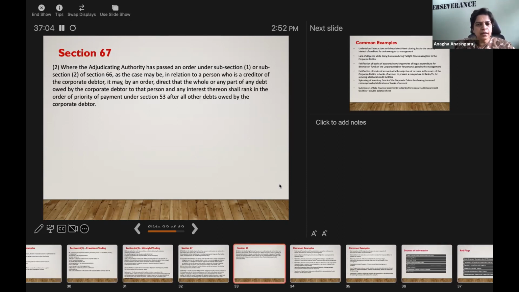Again, further, where the NCLT has passed an order under subsection 1 or 2 of 66 in relation to a person who is a creditor of the CD, it may by an order direct that the whole or any part of any debt owed by the CD to that person or any interest thereon shall rank in the order of priority of payment under 53 after all other debts owed by the corporate debtor. So even though that person who has got the benefit may be a financial creditor, still the NCLT can direct. Of course, we also have to add a prayer to that effect in the application.